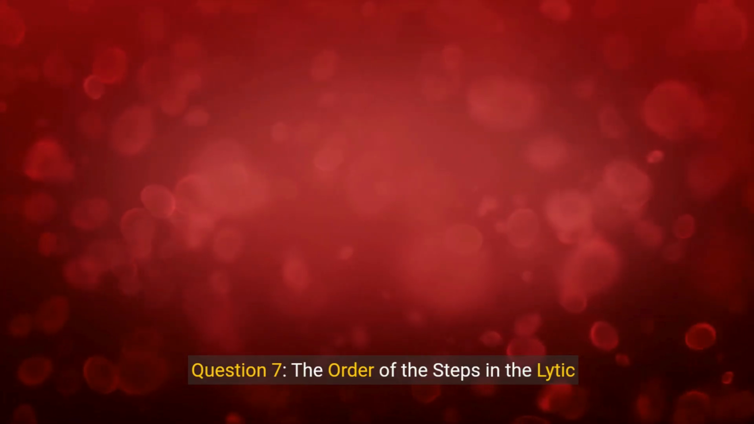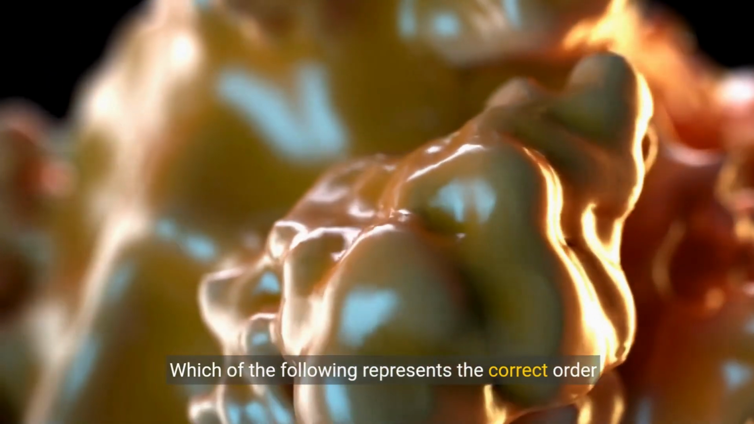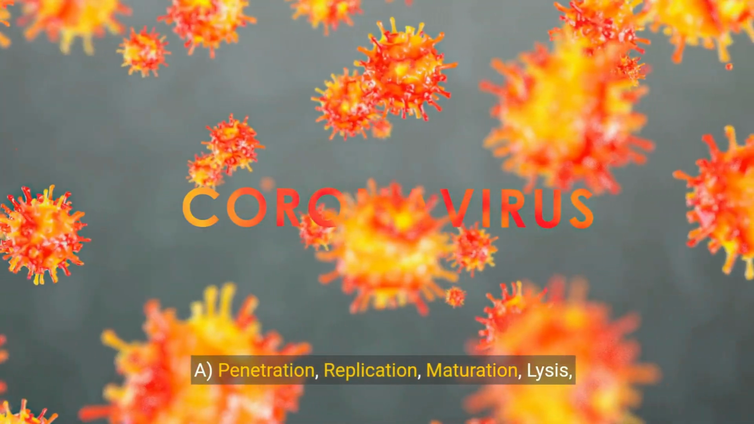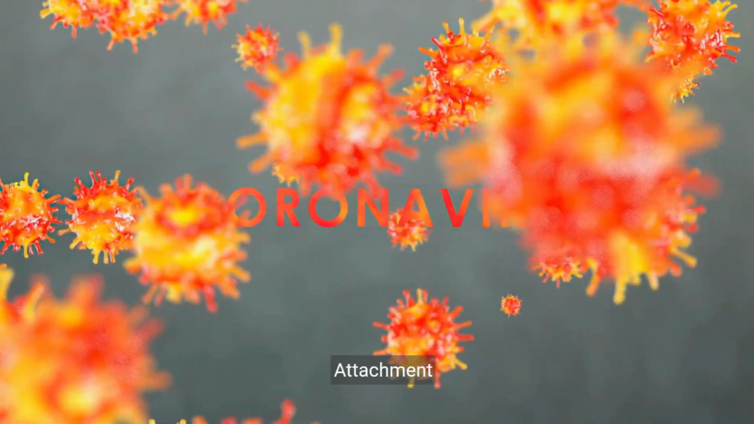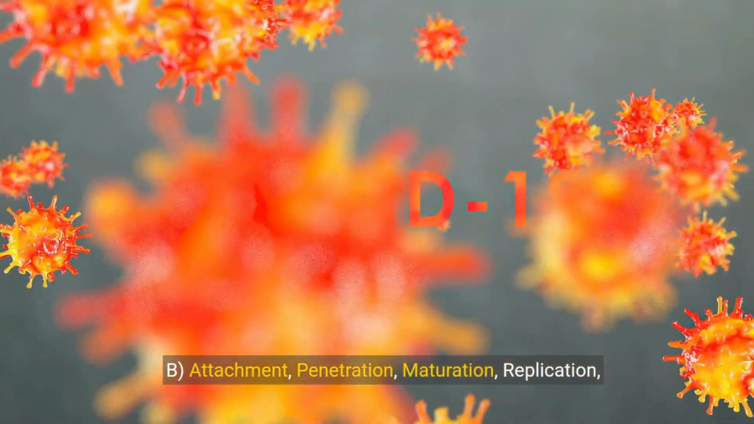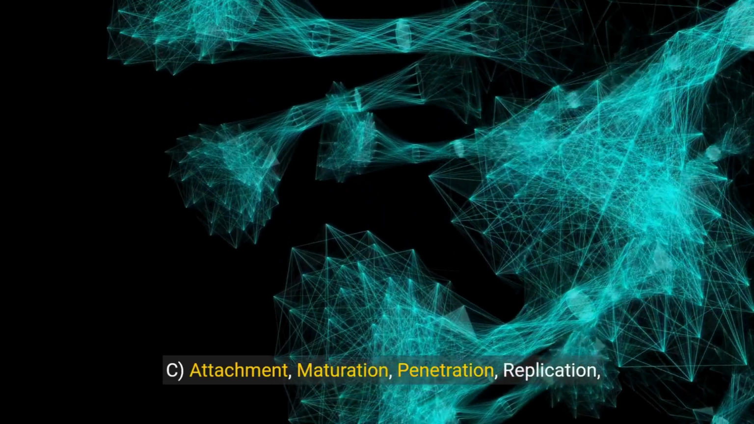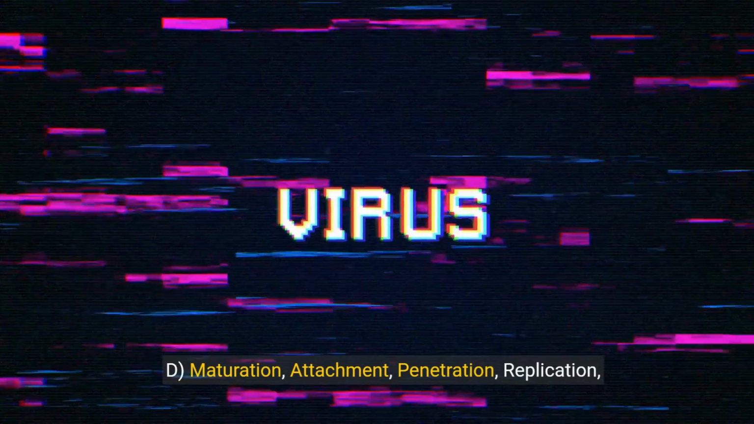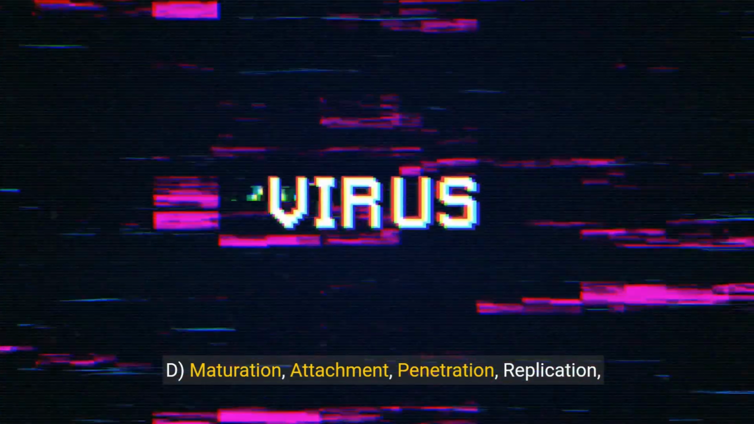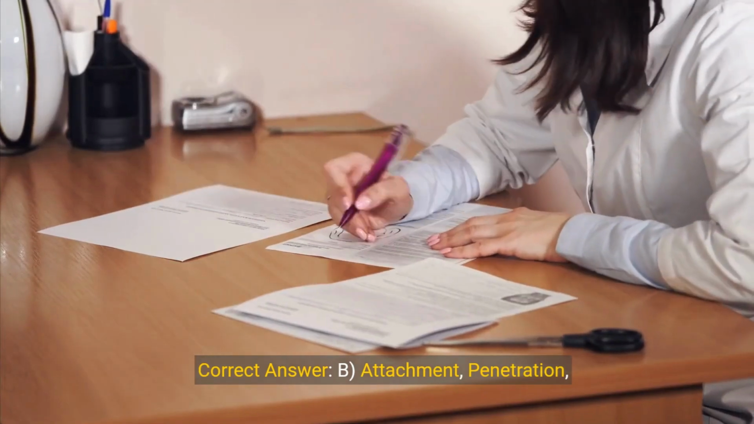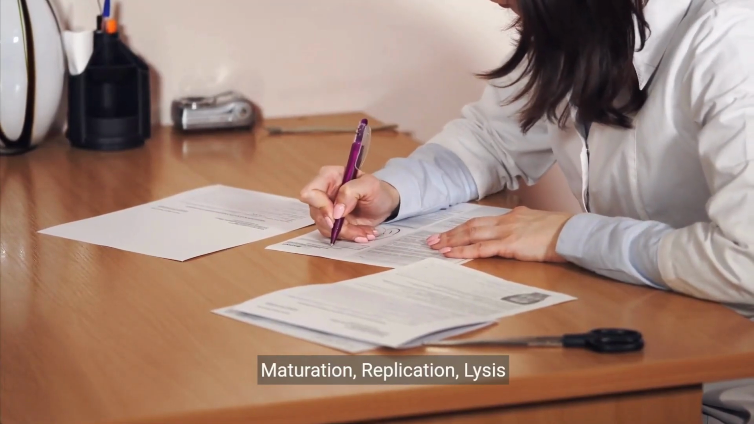Question 7. The order of the steps in the lytic cycle. Which of the following represents the correct order of steps in the lytic cycle? A. Penetration, replication, maturation, lysis, attachment. B. Attachment, penetration, maturation, replication, lysis. C. Attachment, maturation, penetration, replication, lysis. D. Maturation, attachment, penetration, replication, lysis. Correct answer: B. Attachment, penetration, maturation, replication, lysis.